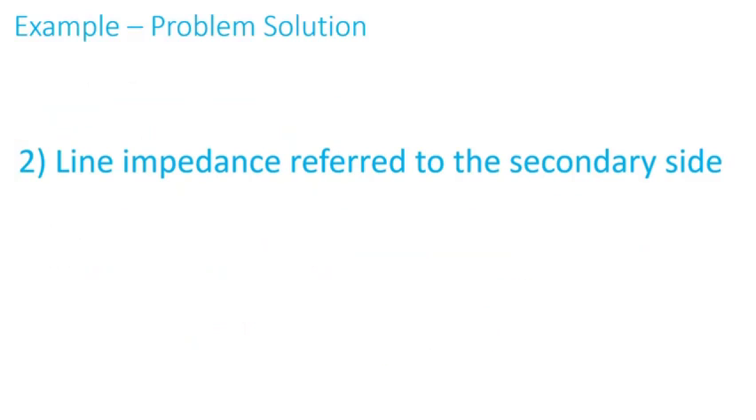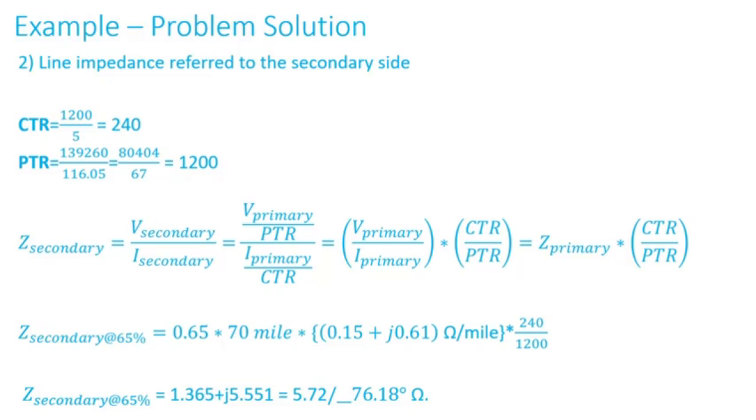Now, question 2, we want to calculate the line impedance referred to the secondary side at 65% of the transmission line. First of all, we know the CT ratio is 1200 divided by 5, which is 240. The PT ratio is 139,260 divided by 116.05. So this is line to line.